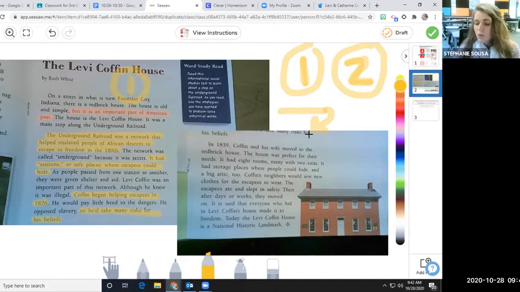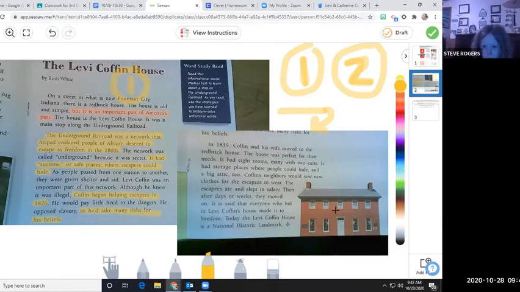I'm curious about what you highlighted. What did you find was an important supportive fact on this page? What supported the author's opinion that this is an important part of America's past? Steve, did you find one? Yes. What did you find?